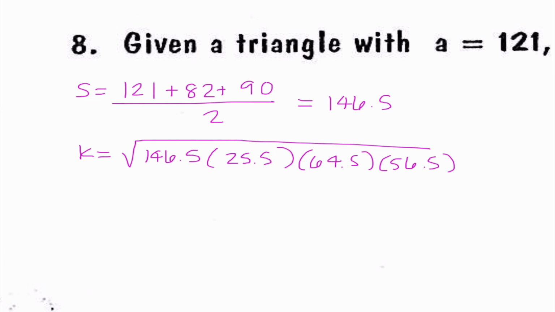So now I'm going to put this straight into my calculator. The square root of 146.5 times 25.5. Hold up, I forgot the times there. Okay, 25.5 times 64.5 times 56.5. And when I put that all into our calculator, we end up getting 3,689.7 square units.